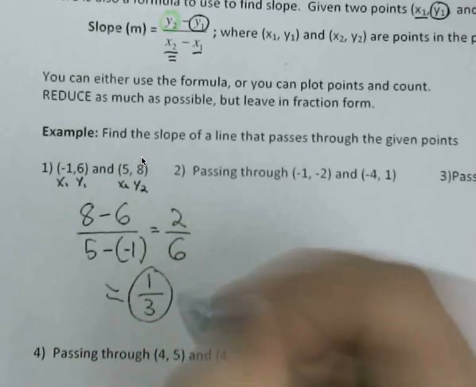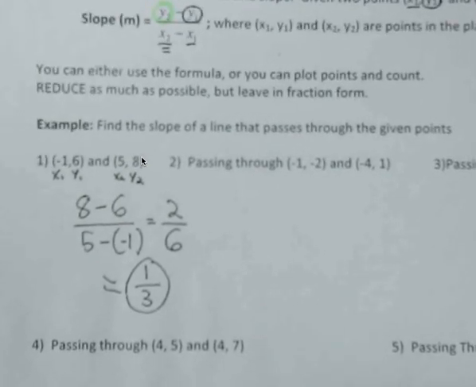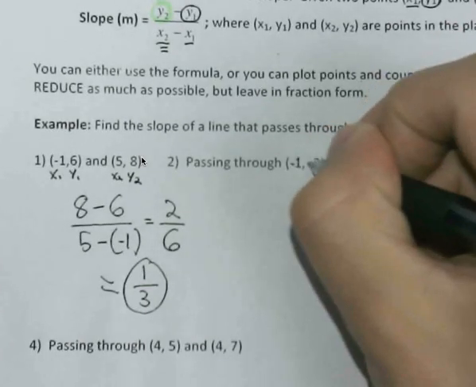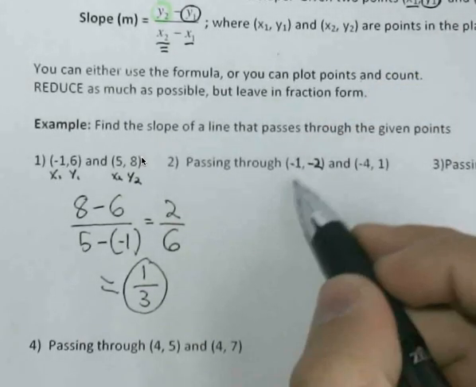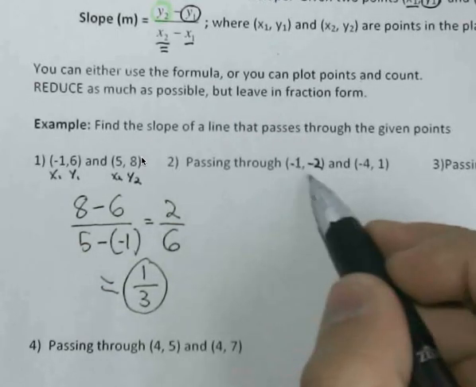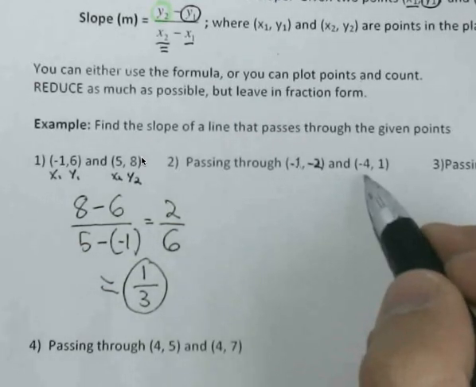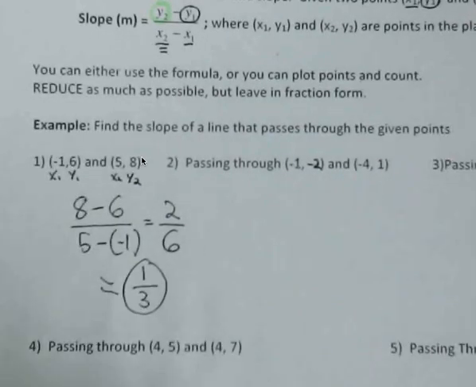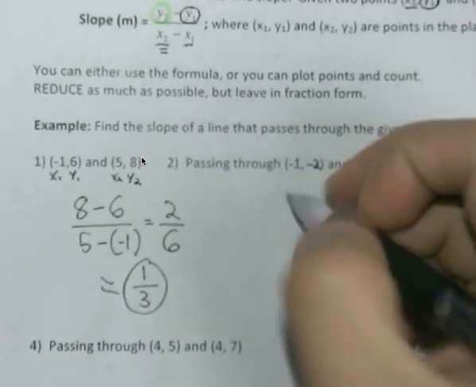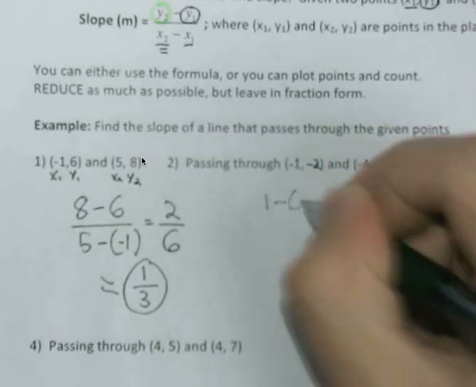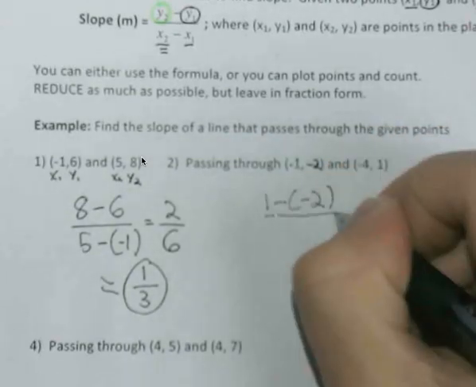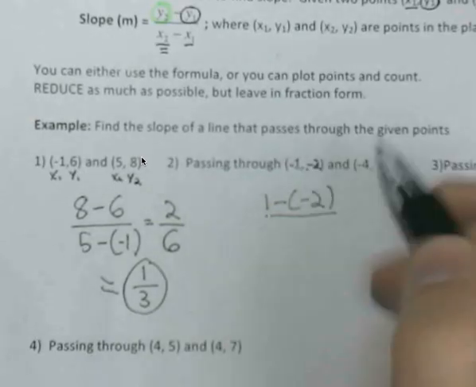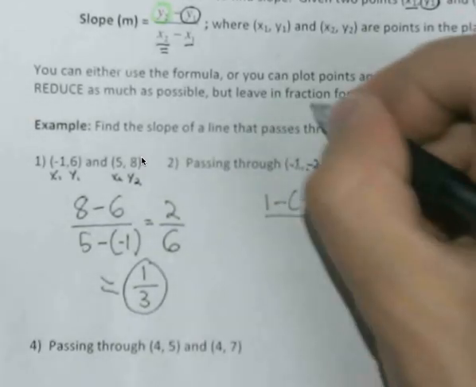So this would be considered our slope. I'll give you a moment if you want to try the next one. Pause the video, try this out with the coordinate -1, -2, and the second point -4, 1. The arithmetic would look something like this. 1 subtracting -2. Please be mindful of terms when they're negative. That's where I see students trip up a lot, so be mindful of the signs.